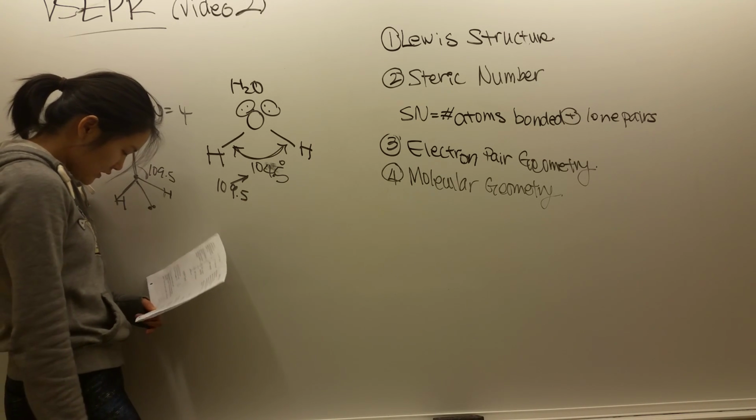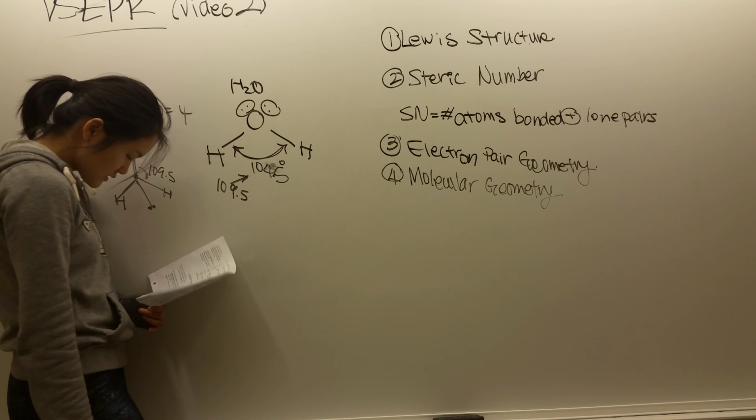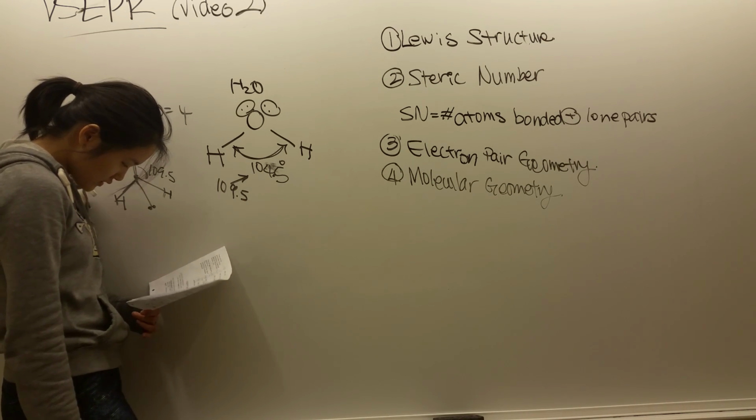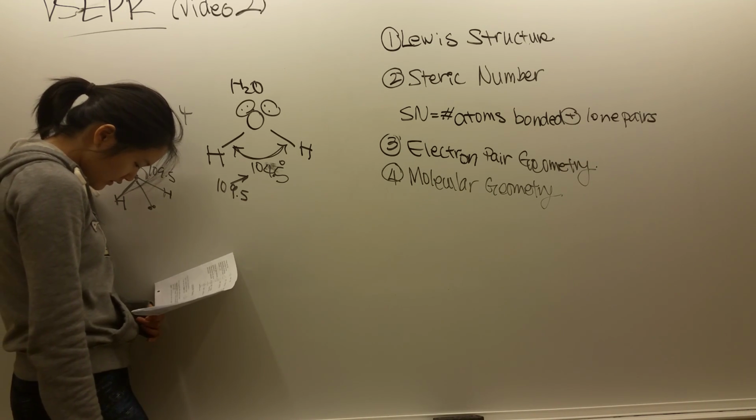Alright, that's for 3 molecular geometries. A steric number of 2 can only be linear.